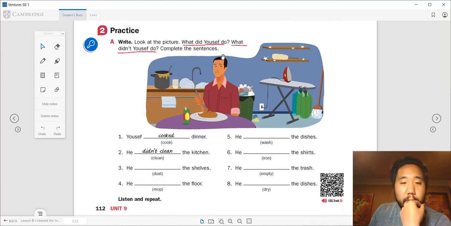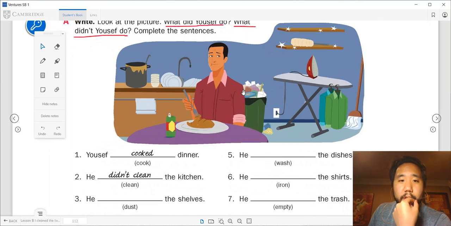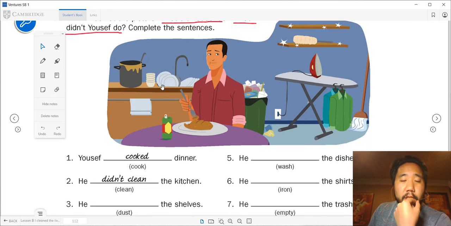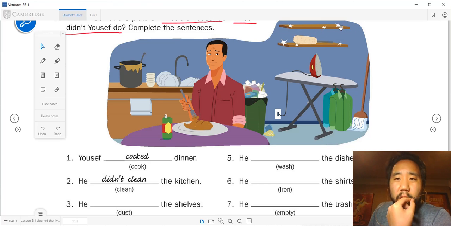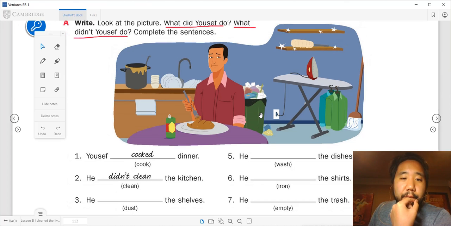So this is Yosef, and I think he's eating. I don't know if it's dinner or lunch, but he's eating. He's sitting at a table. If I look at the background of the picture, the dishes are not washed. He did finish ironing here. You see, they finished. I don't know what this is. Oh, he dusted the shelves. The trash can is full. Okay, so these are some things I can see through the picture.